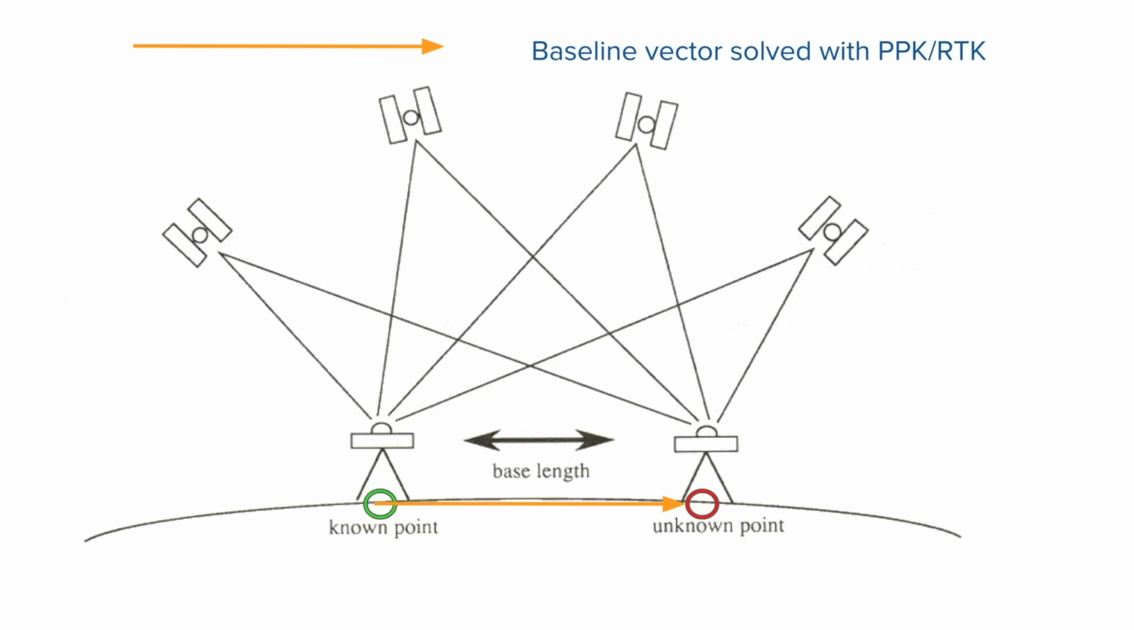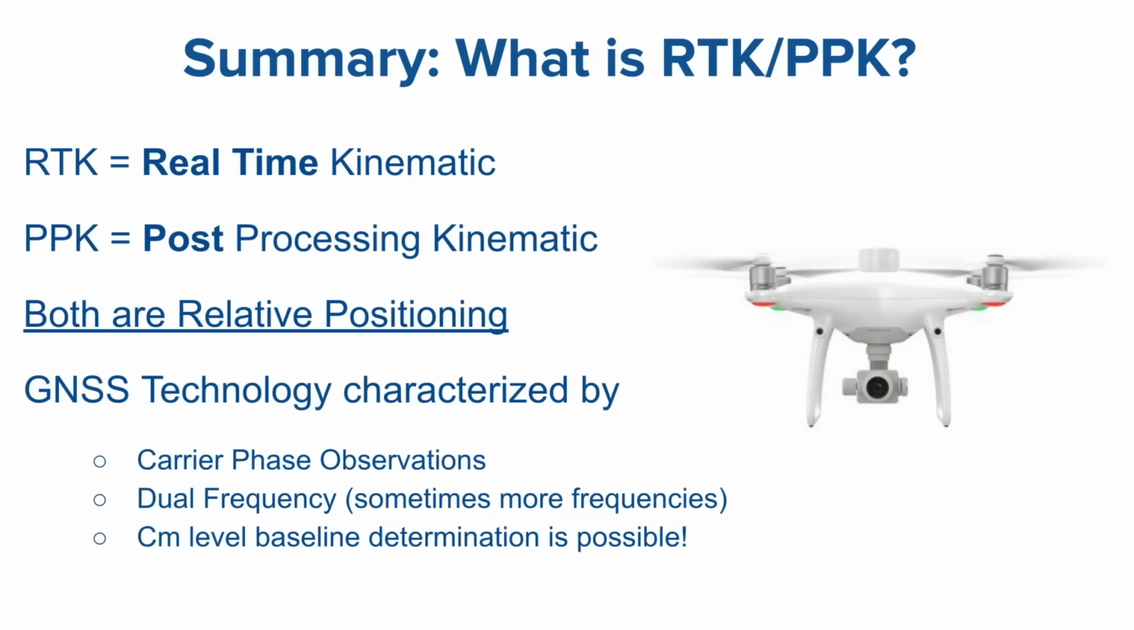With both of these methods, what you're solving for is that baseline vector. I know this isn't about geodesy, and that's not the point of the presentation today, but it's important that you remember that because it comes up time and time again. When you do either PPK or RTK, you're solving for the baseline between those two receivers, not the absolute position. So you need to set that base up on a known point so that your relative corrections to the drone are with respect to that known point.